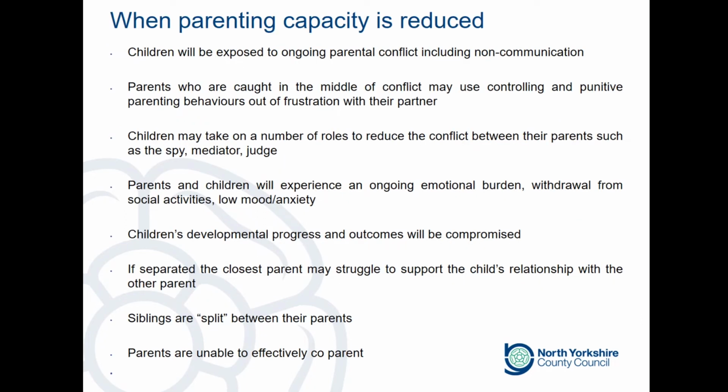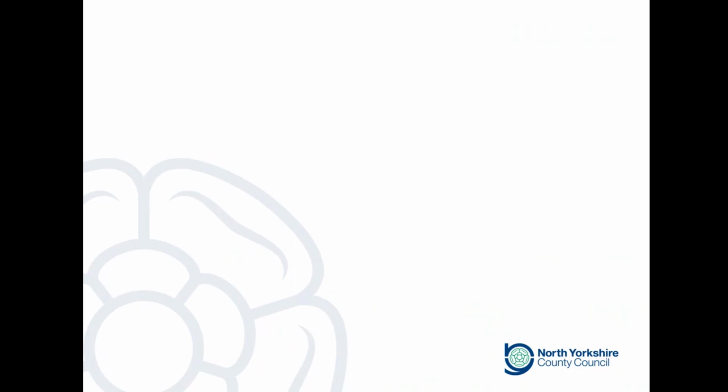So again, just to say that when parenting capacity is reduced, all the things on this slide are obviously going to have an impact on how they parent their children. Children are often caught in the middle of this destructive behaviour and have to take on lots of different roles. As we said, they may be asked to spy on the other parent, especially if they're separated and have a new partner, or to be mediators, or even to be the judge in what's happening. Because parents aren't capable of doing that for themselves, they often put that responsibility on children, which just shouldn't be happening, as we all know. So we see an incredible ongoing emotional burden for children and their parents, and their developmental progress and outcomes are often compromised for this very reason.